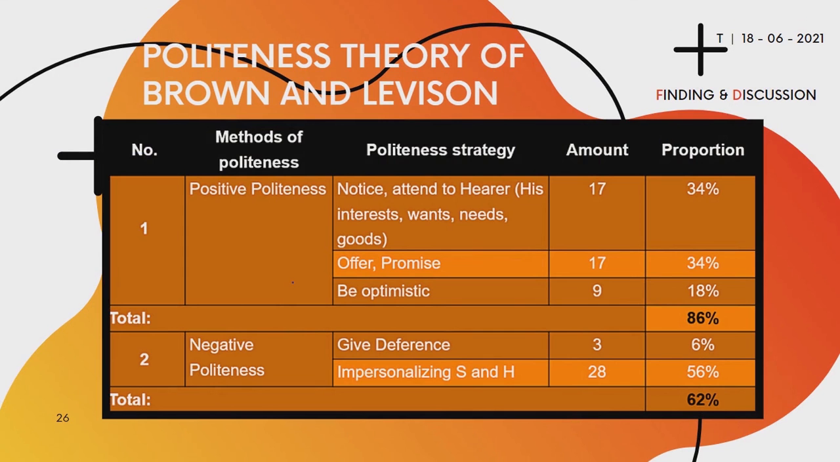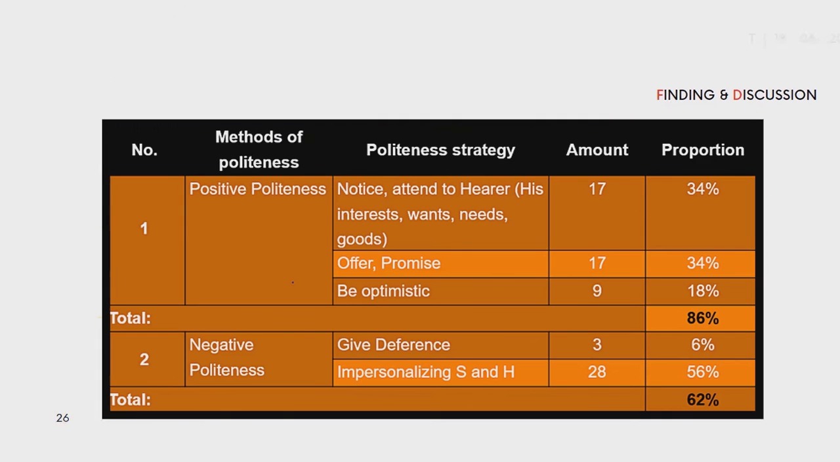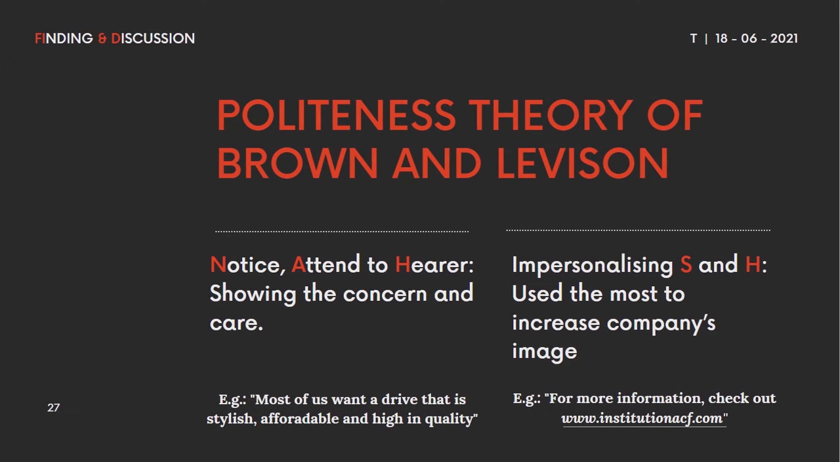Okay, moving to the last one, politeness theory of Brown and Levinson. Undoubtedly, nobody wants to damage the hearer's face. That's why politeness is a universal problem, and the theory of Brown and Levinson is the most outstanding one.